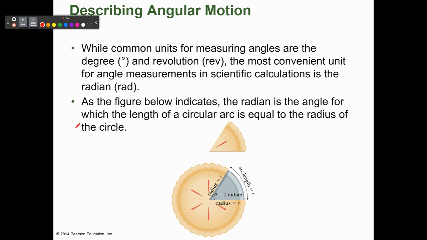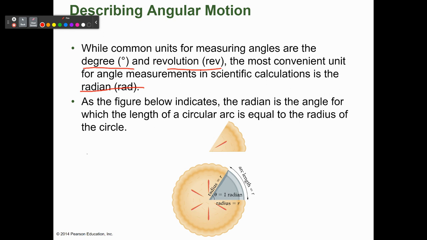All right, so usually units for measuring angles are usually in degrees or revolutions. But a more convenient way of measuring that is in radians. So all of our work that we're going to do with angular motion is going to be in radians. So you're going to want to make sure that you check your calculator and you do have it in radian mode. And again, those of you who have pre-cal or calculus, you should be kind of used to that.